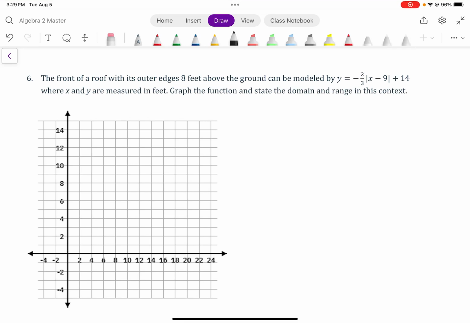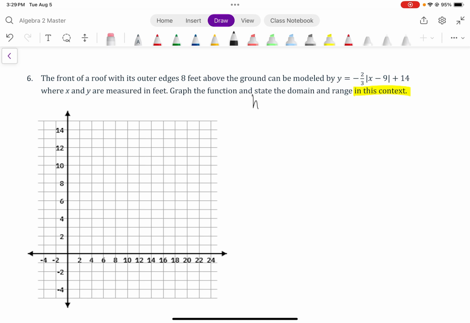The front of a roof with its outer edges 8 feet above the ground can be modeled by y equals negative 2/3 times the absolute value of x minus 9, plus 14, where x and y are measured in feet. Graph the function and state the domain and range in this context. I'm going to highlight "in this context" because that's going to make a big difference in the overall problem.